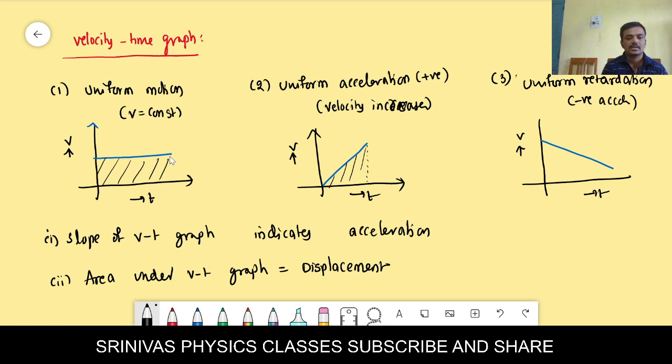Here, if you find this area, it will give the displacement. Here it appears like a rectangle, here like a triangle. You can find the triangle area or rectangle area, and you will get the displacement. And these are the formulas.